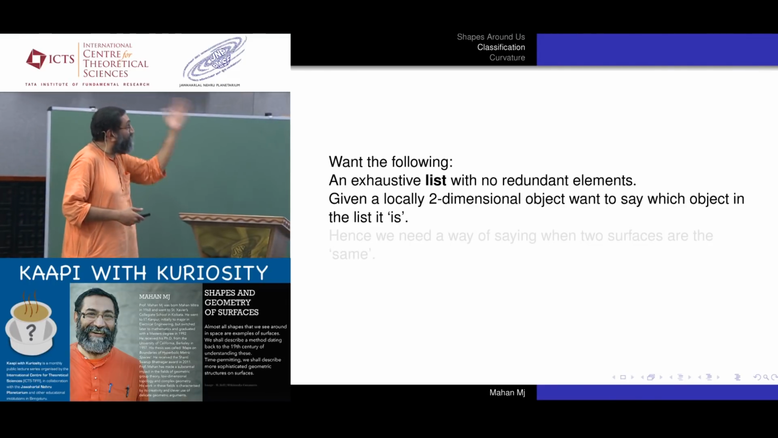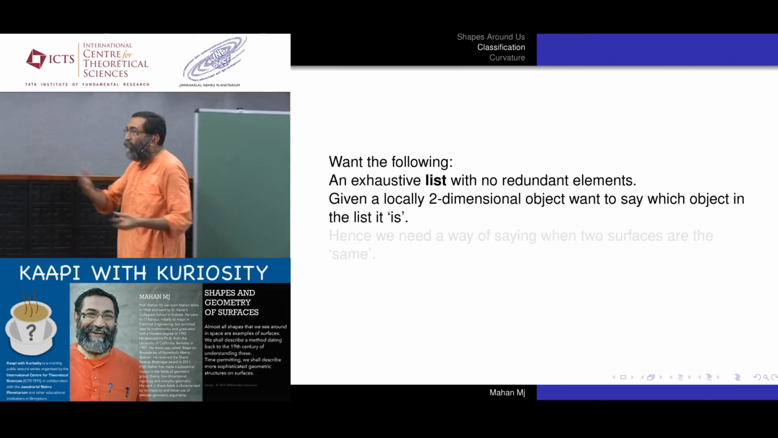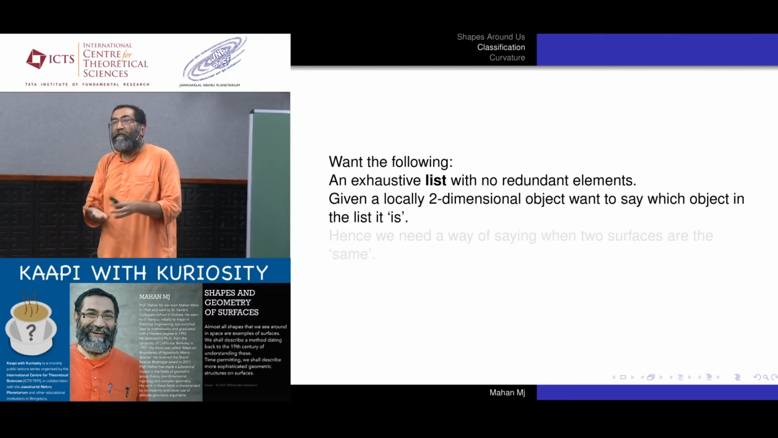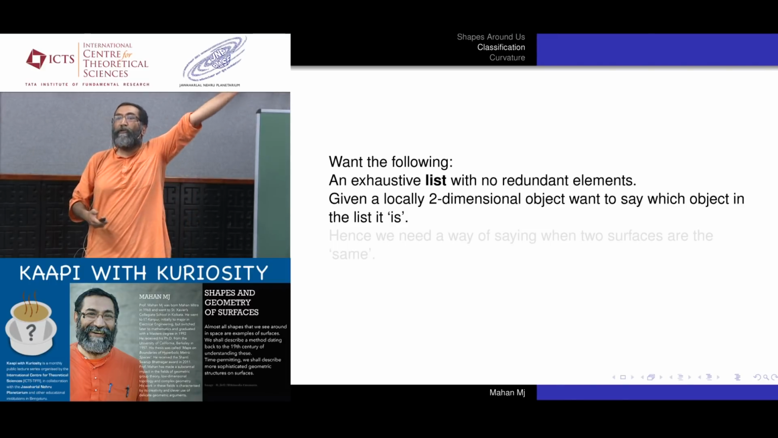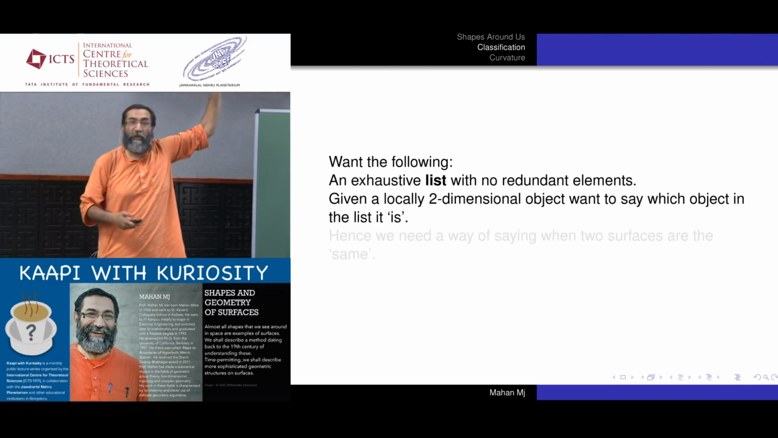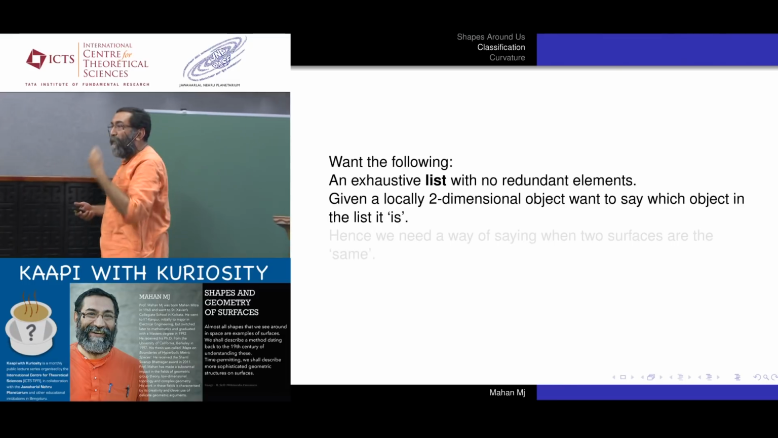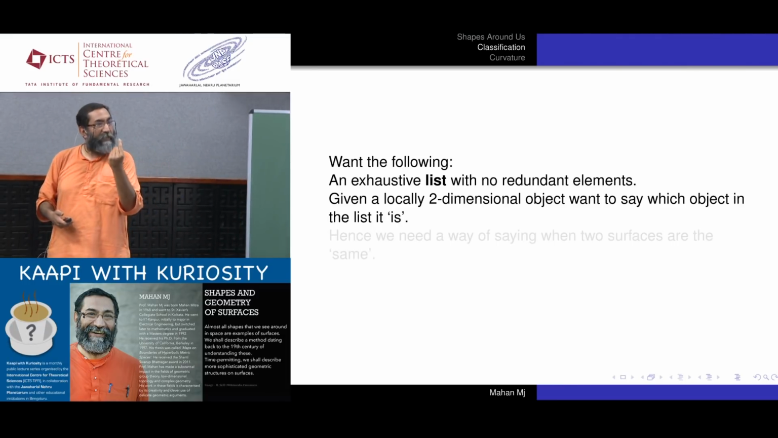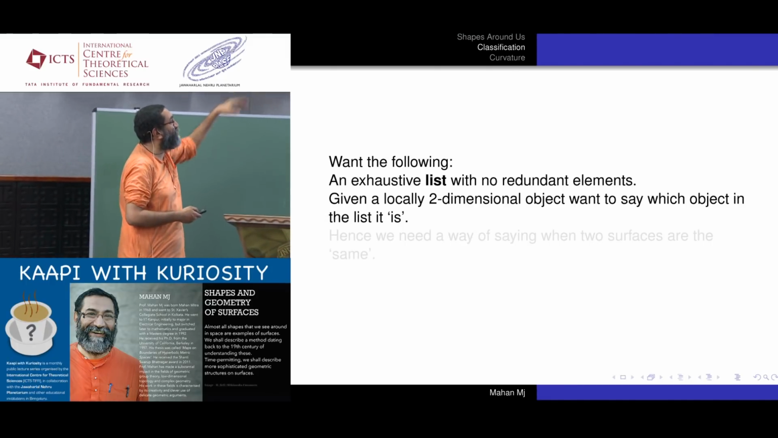But this list is exhaustive in the sense that we should have a list of all surfaces, and if somebody gives me an object and I say, okay, yeah, this is a surface, I should be in a position to say that it does occur in this list. Not only should I be in a position to say it occurs in this list, I should also be able to point out to you which object in this list it precisely is. Yeah? So the first thing is an exhaustive list.